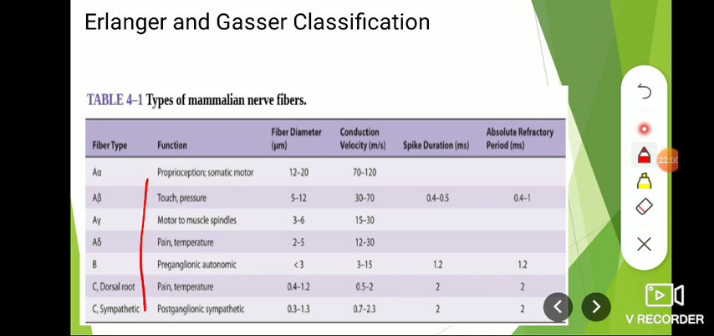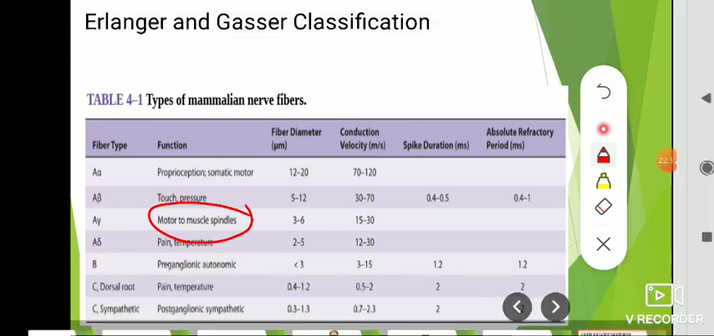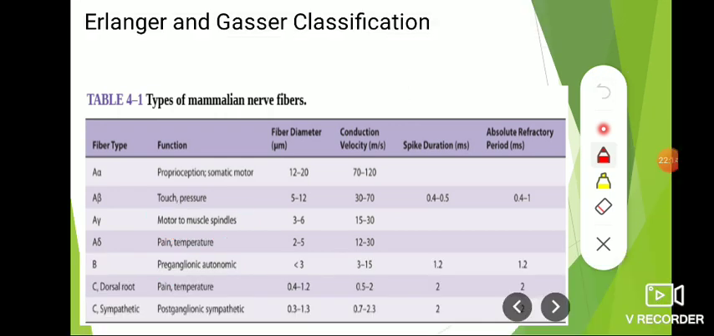So this is called the Erlanger-Gasser classification. Different sensations they are carrying: proprioception, touch, pressure, motor impulse to the muscle spindle, then pain, temperature. So this is the division, this is the classification. And an important thing is that based on this classification, there is one more criterion on this classification also.